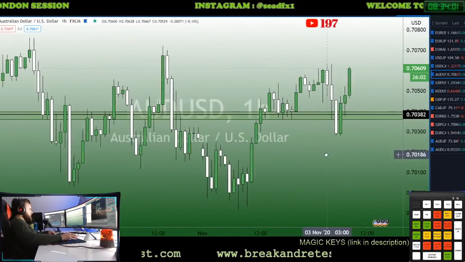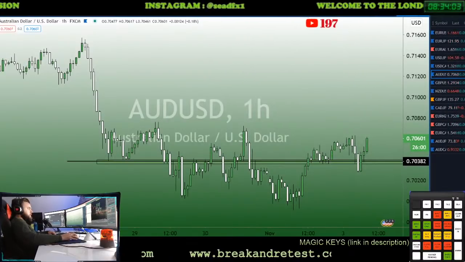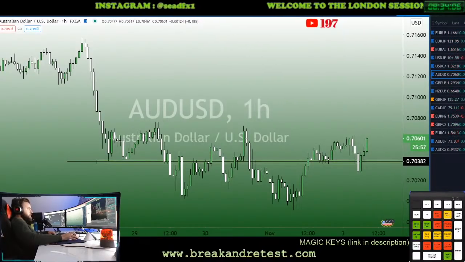Wow, Aussie dollar went perfect. Where's Lewis? Because Lewis took the trade, I think.